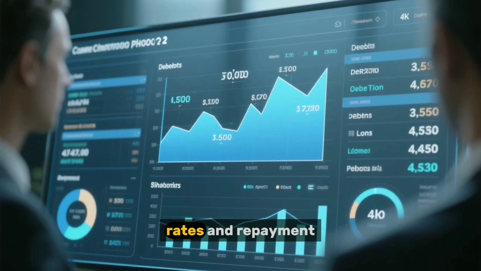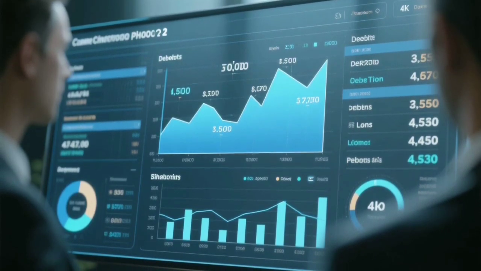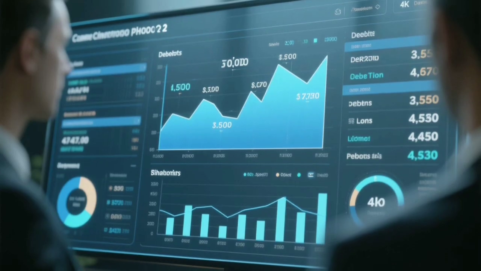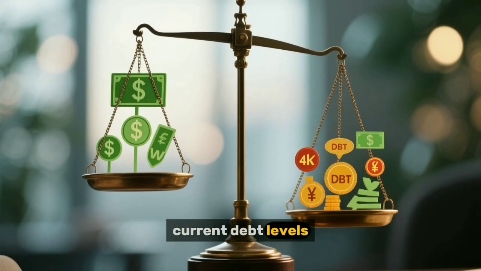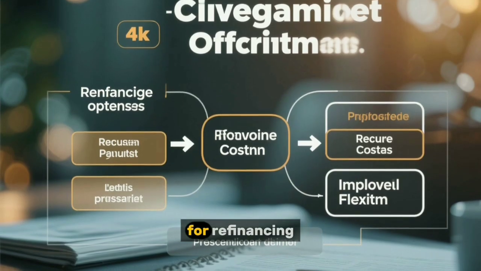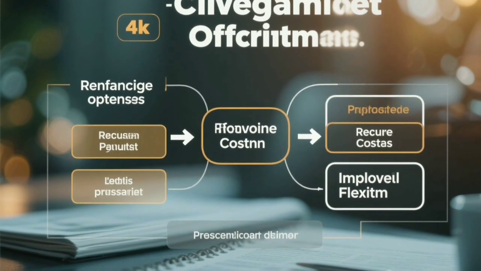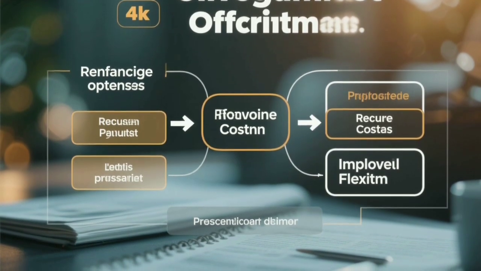Financial audits should also examine debt and capital structure. Review outstanding loans, credit lines, and other liabilities, including interest rates and repayment schedules. Assess whether current debt levels are sustainable relative to cash flow and revenue. Consider options for refinancing, consolidating, or renegotiating terms to reduce costs and improve flexibility.